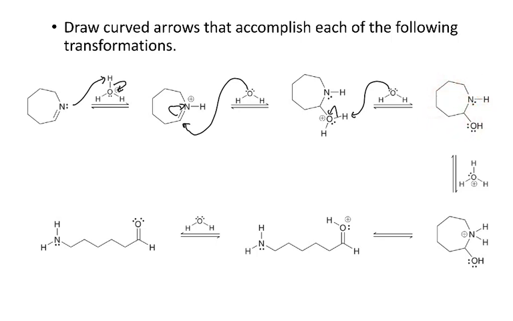Okay, now we're going from here to here, right? And what's going on is the hydronium is going to be protonating our nitrogen. So the lone pair on our nitrogen steals that hydrogen, lone pair goes on to the oxygen.